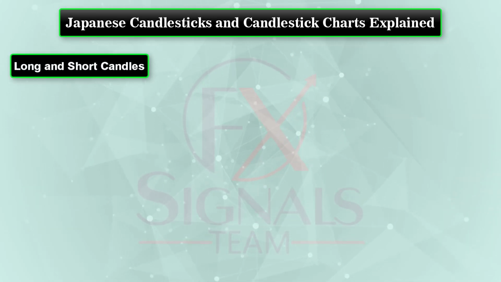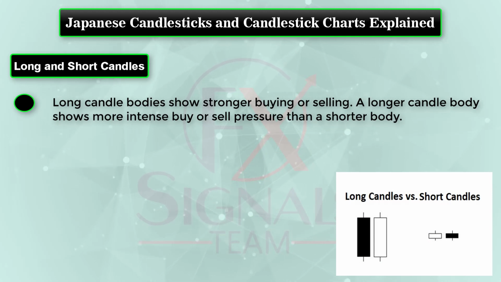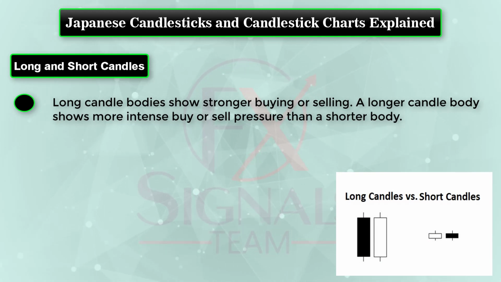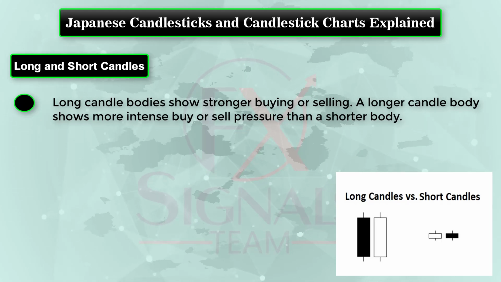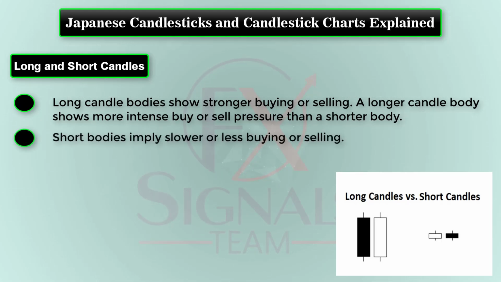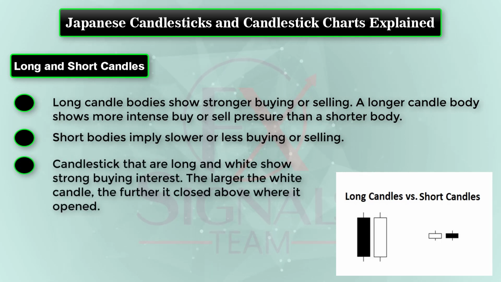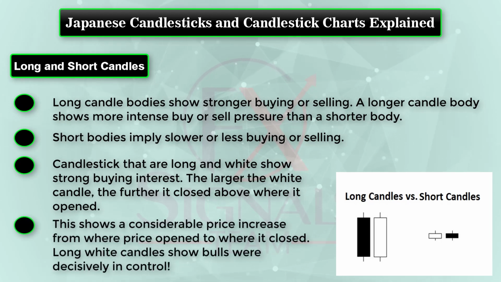Long and short candles. Long candle bodies show stronger buying or selling. A longer candle body shows more intense buy or sell pressure than a shorter body. Short bodies imply slower or less buying or selling. Candlesticks that are long and white show strong buying interest. The larger the white candle, the further it closed above where it opened. This shows a considerable price increase from where price opened to where it closed. Long white candles show bulls were decisively in control.